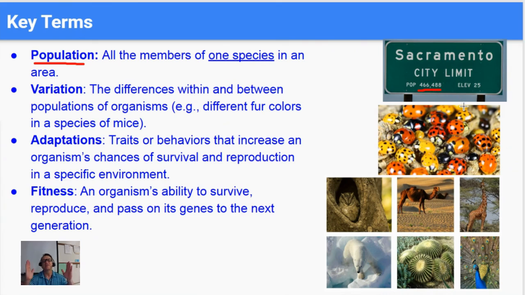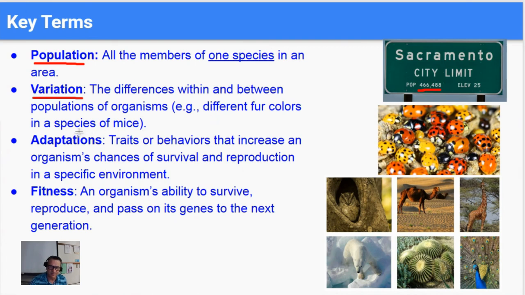So for example, Sacramento, California, it says population is or was, I don't know if this is still accurate, 466,488. But that's just people. That's Homo sapiens. That's humans. That does not include cats and dogs and squirrels and trees and monkeys or whatever. So Sacramento's population is 466,488 people. But if you're looking for the population of dogs, that would be a different number. So all the members of one species in an area, that's a population.